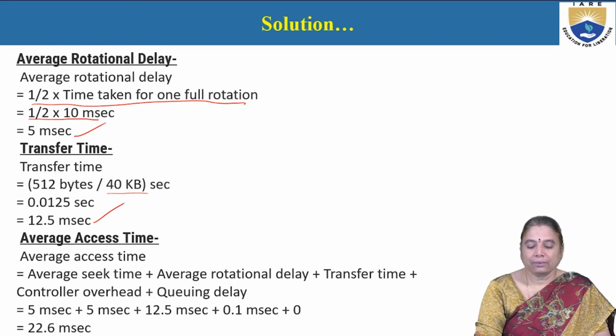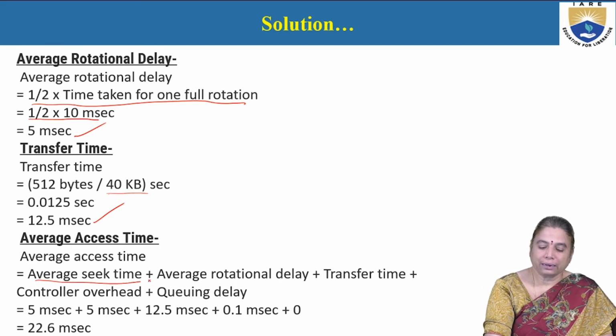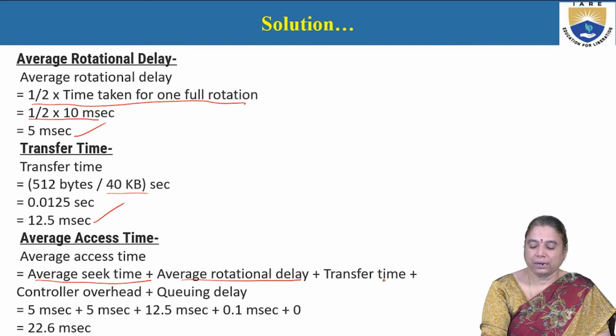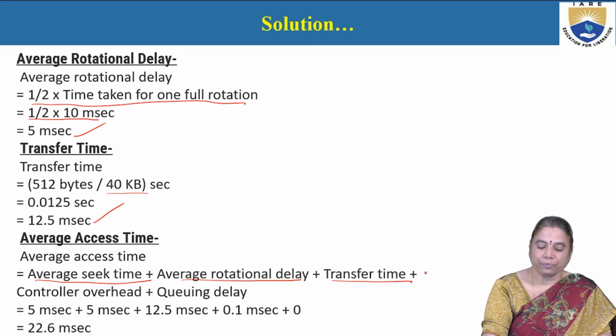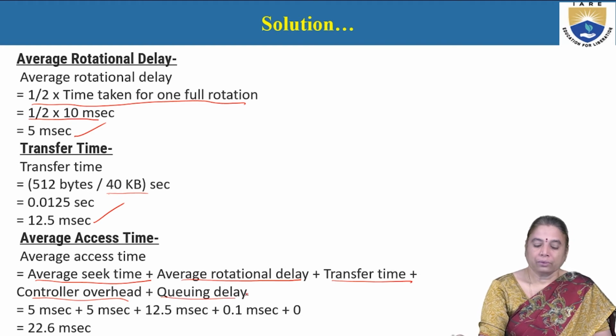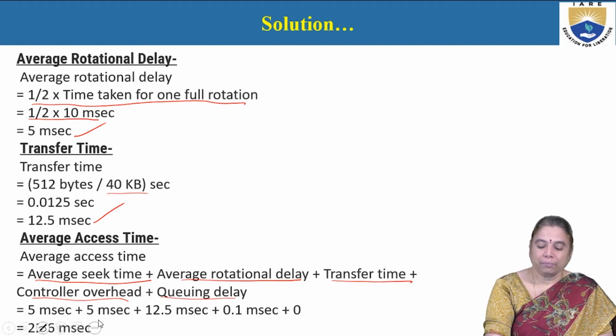Next, average access time is equal to average seek time plus average rotational delay plus transfer time plus controller overhead plus queuing delay. So here 5 milliseconds plus 5 milliseconds plus 12.5 milliseconds plus 0.1 milliseconds plus no queuing delay, so it can be 0. So total it can be 22.6 milliseconds.